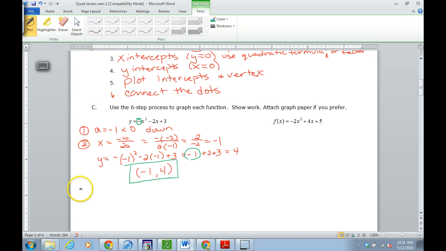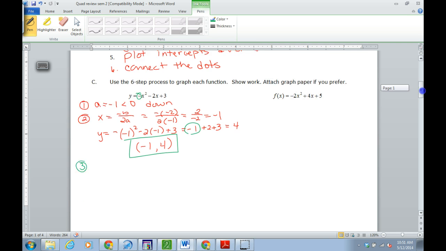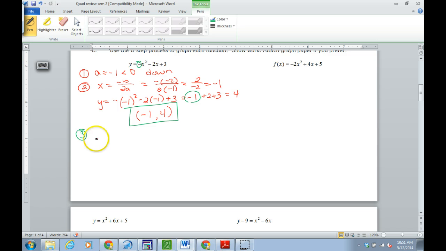Okay, number 3. We want to find the x-intercepts. So in order to do that, I'm going to set 0 for y. So we have negative x squared minus 2x plus 3.